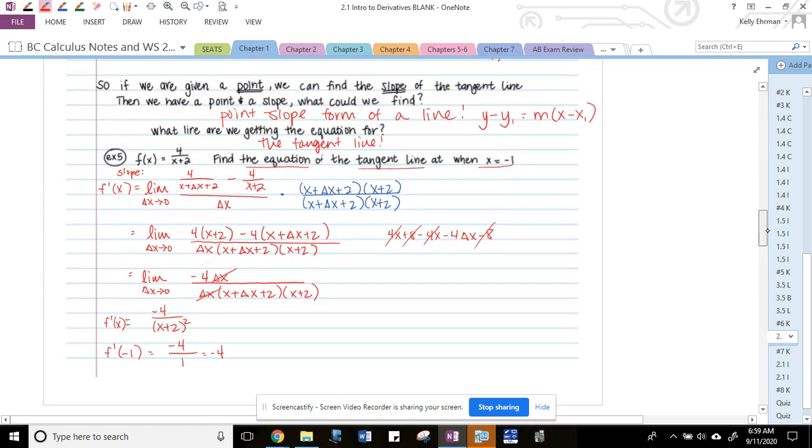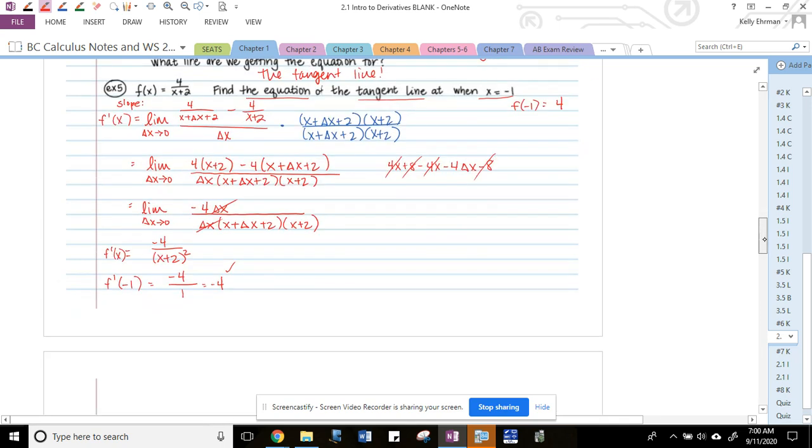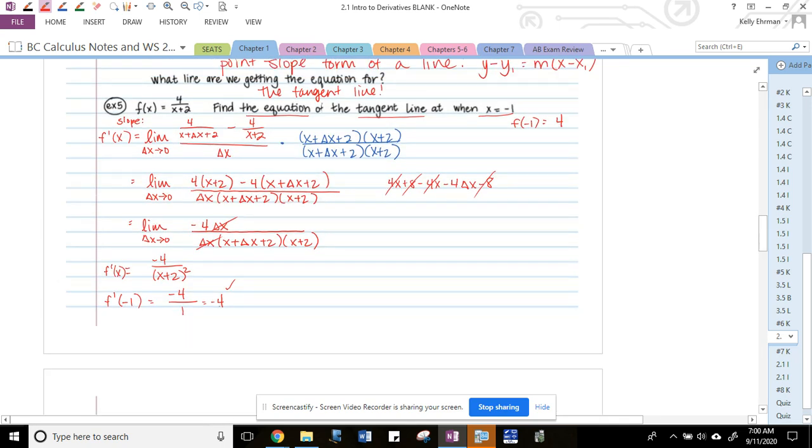Okay, to write an equation for a line, you need a slope. We have it. You need a point. We know x is negative 1, but we need the actual ordered pair. So we also need to know what f of negative 1 is. Back to the original function, plug negative 1 into there, you get 4 divided by 1, which is 4. So using the point (negative 1, 4) and the slope negative 4, the equation for the tangent line is y minus 4 equals negative 4 times x plus 1.